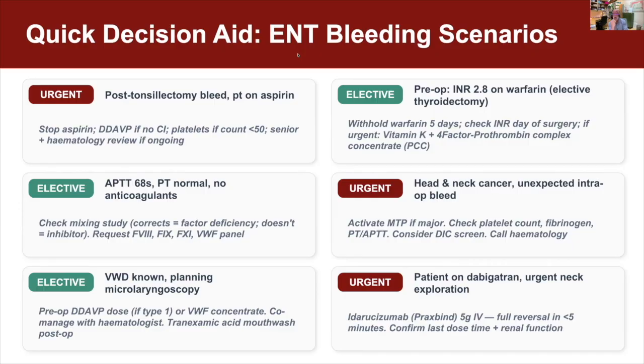Elective surgery, pre-op, the INR is prolonged, 2.8, they're on warfarin, so that's going to affect the INR. This is for elective thyroidectomy. Withhold the warfarin for 5 days. Check the INR on the day of surgery. If it's urgent, you can give vitamin K and the 4-factor prothrombin complex concentrate. That will correct this really quickly.